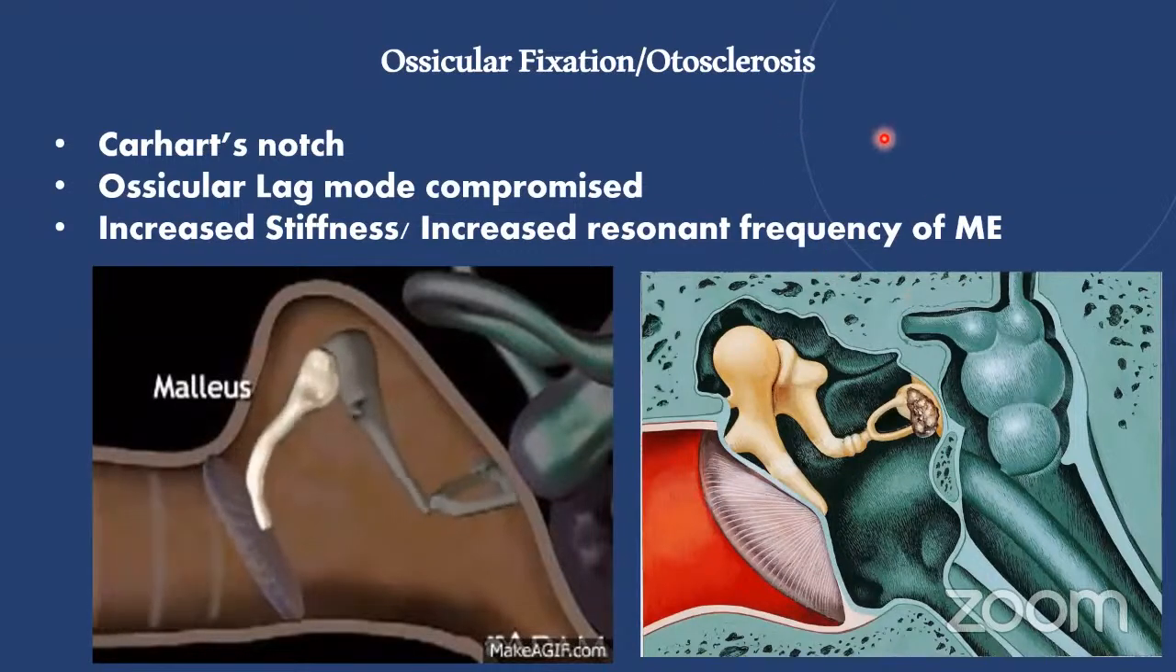That is mostly because of the compromise of the ossicular lag mode, which is another form of bone conduction through the ossicles. As the stiffness increases and the movement of the ossicles is fixated, the ossicular lag mode is compromised. And as we know, the resonant frequency of the ossicles is around 1.5 to 2 kilohertz. So at that particular frequency, we are getting a notch initially, but later, when the disorder progresses, we are getting flat bone conduction thresholds.